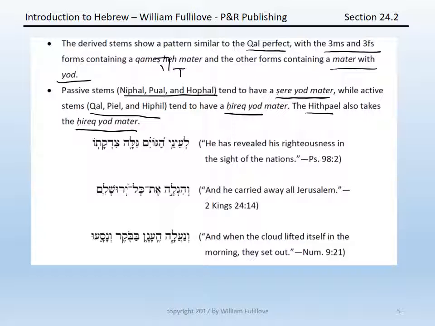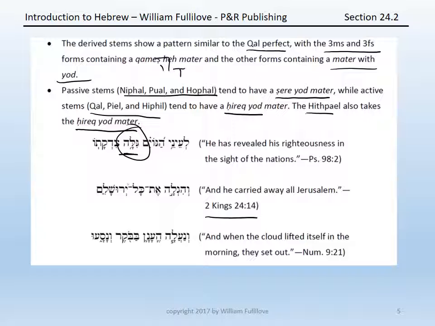For three examples, consider first Psalm 98:2. Le'enei hagoyim gila tsidqato. He has revealed his righteousness in the sight of the nations. Gila is a Piel perfect third masculine singular of the root gala, to reveal. Remember, in the third masculine singular, the he that you see is the mater marking the long qamets vowel, not the he of the root.